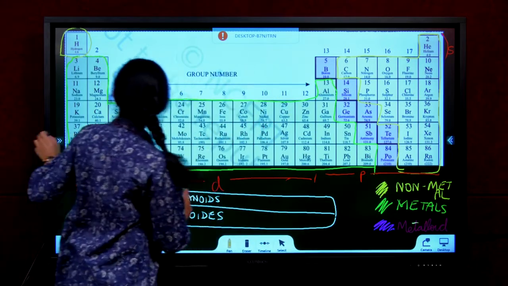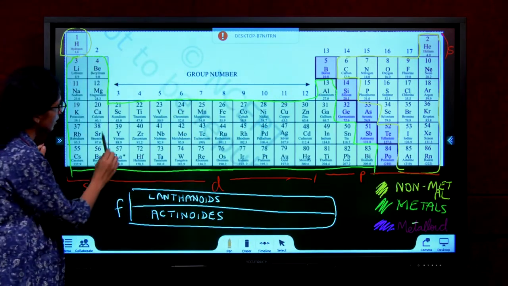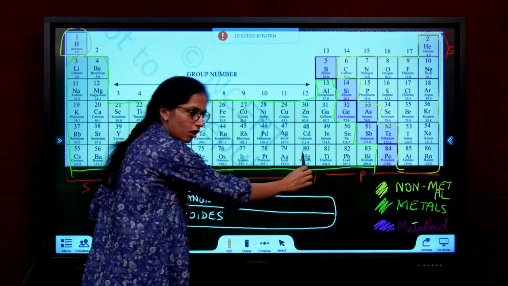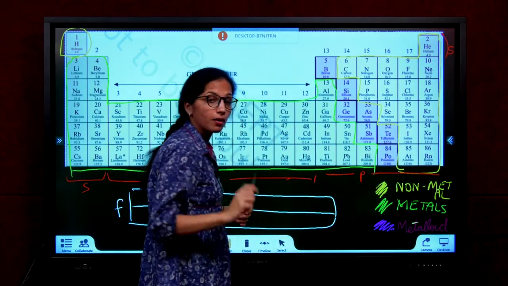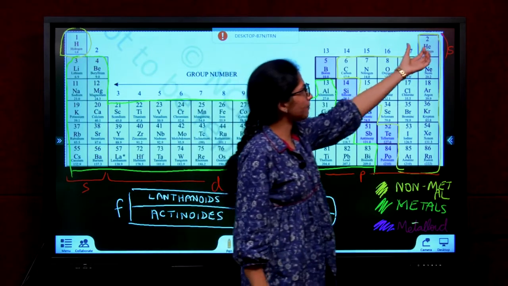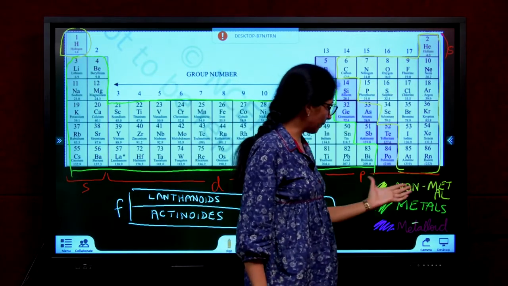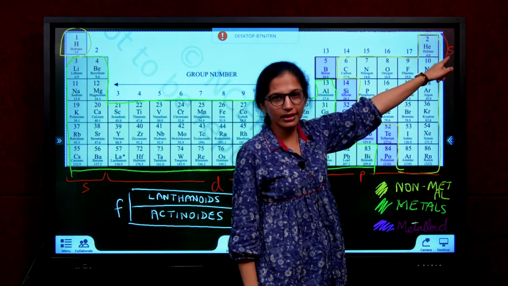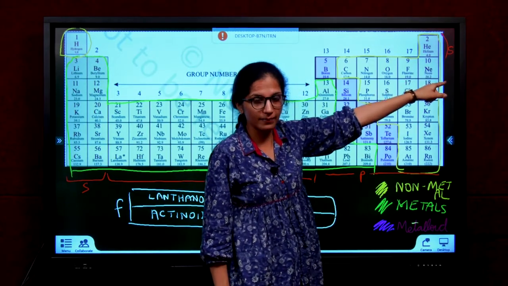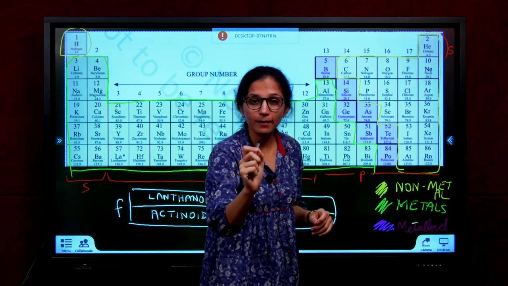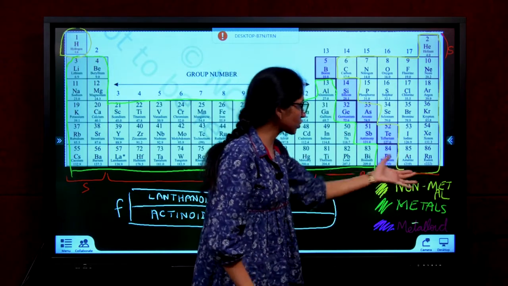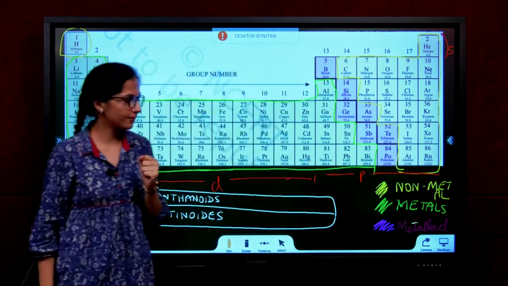I repeat, 1 to 2 is S block, 3 to 12 is D block, 13 to 18 is P block. But there is an exception: helium. It is coming under P, but actually in reality it is an S block element. Second limitation: helium is an S block element, but it is placed with P block elements.